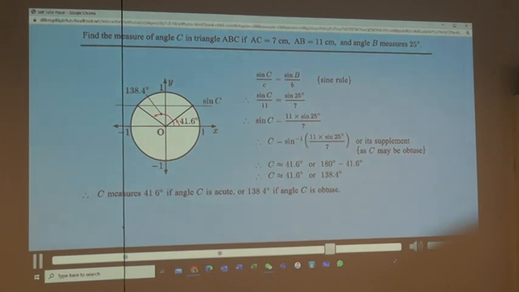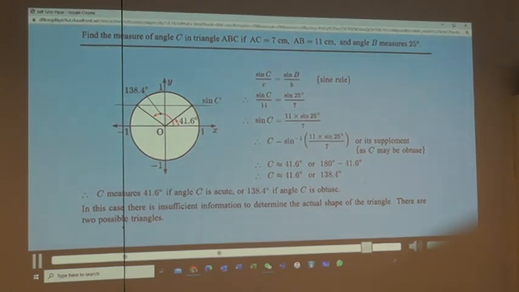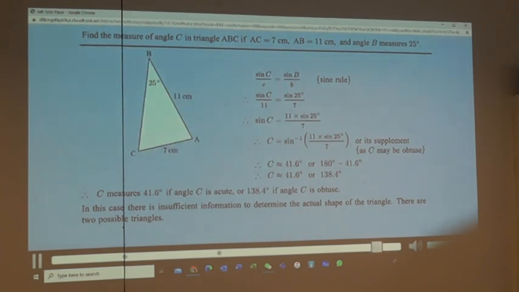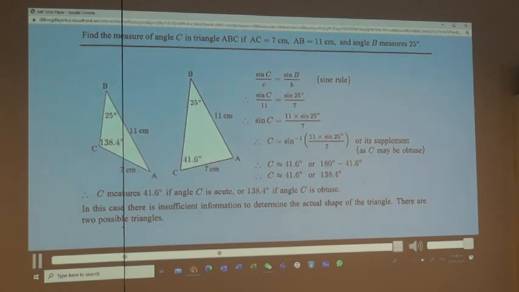The other known angle of the triangle is 25 degrees. We know that the angle sum of the triangle must be 180 degrees, so either value for the angle C is possible without exceeding this total. We therefore conclude that both angles are possible. There are two possible triangles which satisfy the given information. Does this make sense? So those are the two possible triangles.